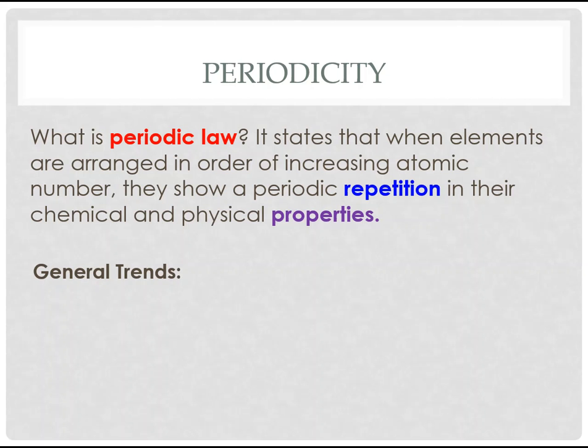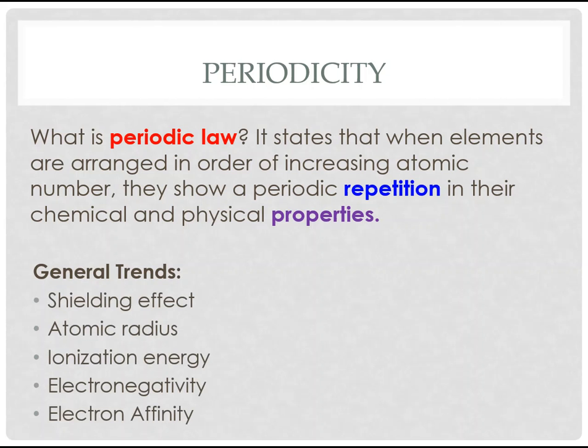So the general trends we're going to be looking at because of periodicity and periodic law by arranging them by atomic number. We'll be talking about shielding effect, atomic radius, ionization energy, electronegativity, and electron affinity. Now, the other two, the reactivity of metals and reactivity of nonmetals, kind of fall under the umbrella of ionization energy. So we'll be addressing those after we talk about ionization energy.